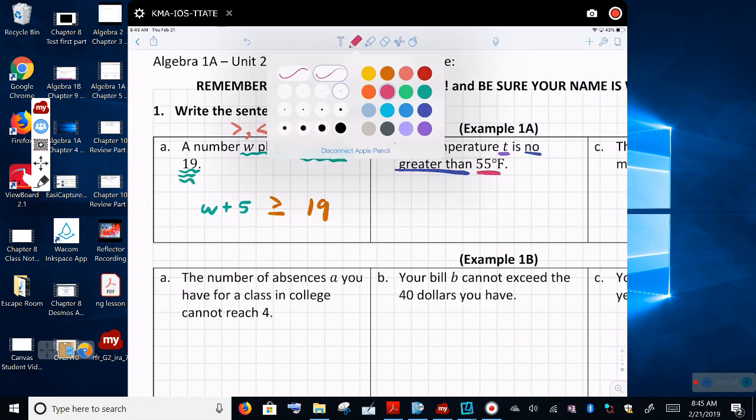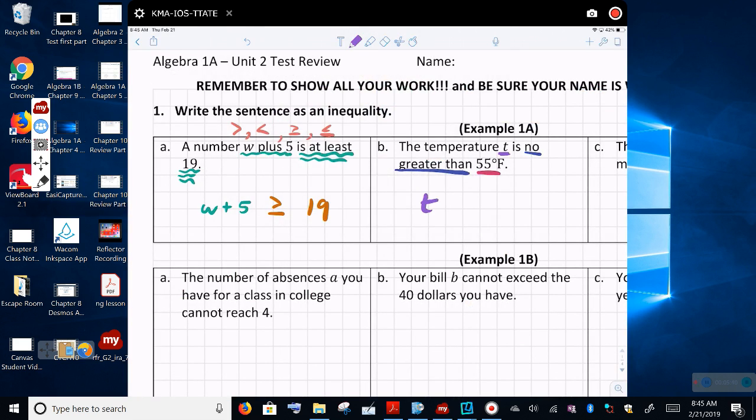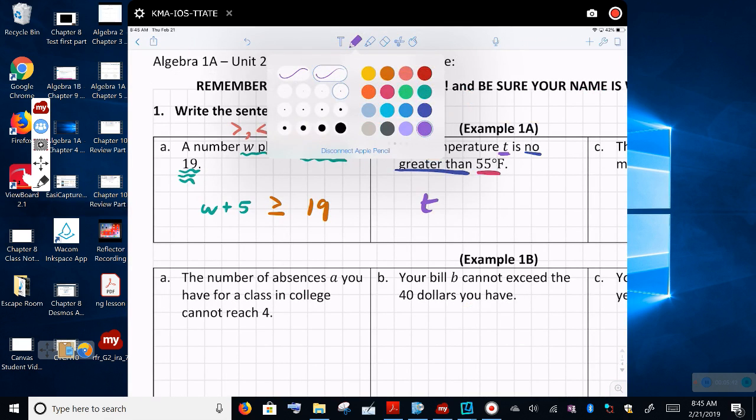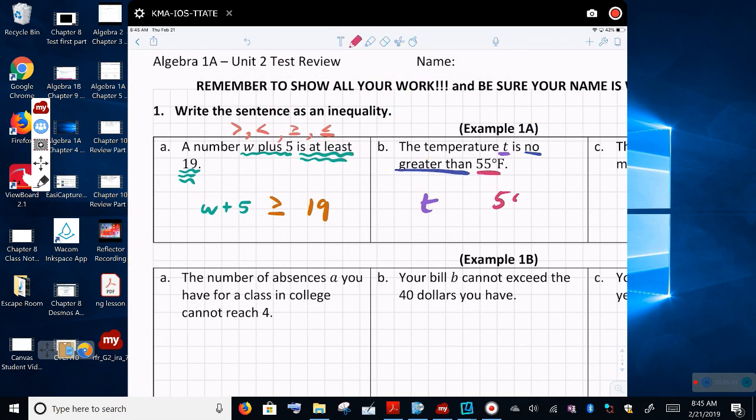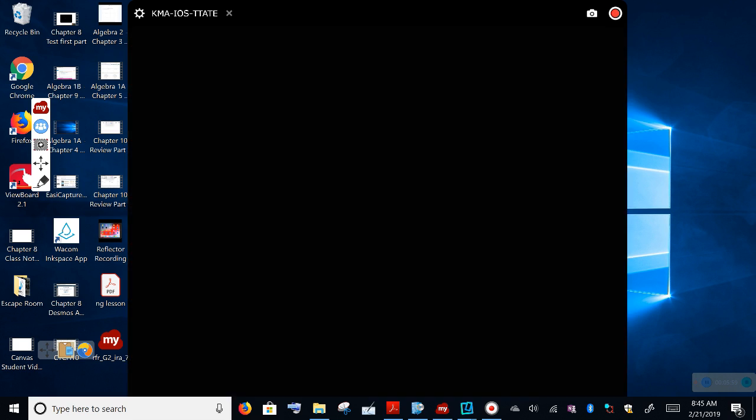Alright, so let me write these real quick. I know the T goes over here on the left. I'll put the 55 first because sometimes making sure the sign goes one way or the other is the toughest part. And then putting the line or not putting the line is maybe the next toughest part. So T is no greater than 55 degrees.